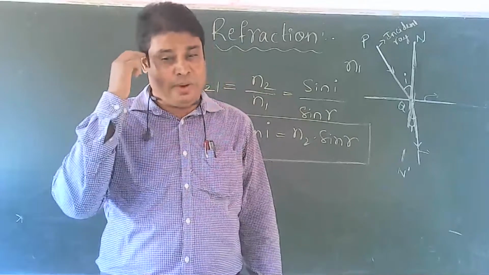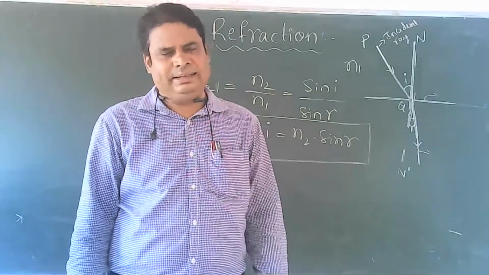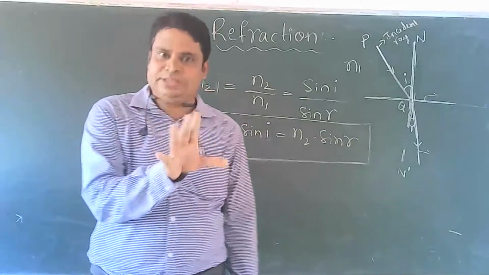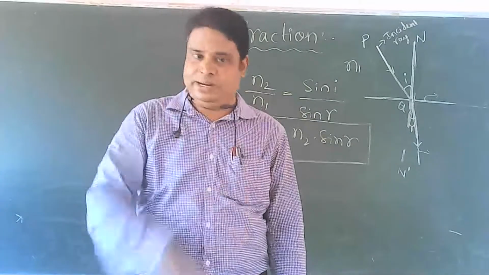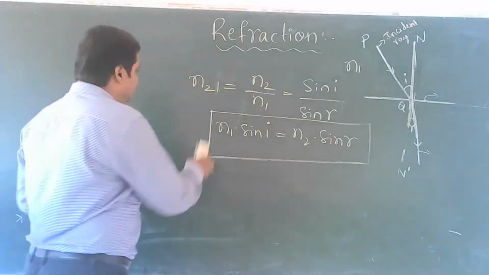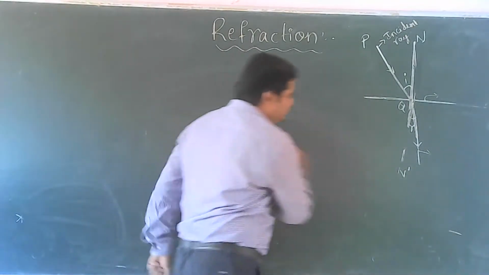Refractive index of diamond is around 2.4 if I am not wrong. 2.4. Exactly. See, these are the values of refractive index. It's a pure one. Okay, this is the first thing. Second thing, you have to remember.